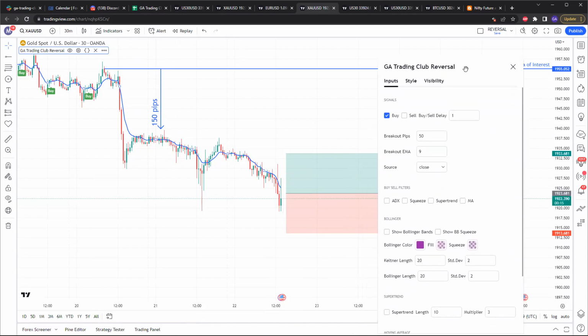So for the reversal scanner, the reversal indicator, on US 30, NAS, Bitcoin or whatever instruments that move like that, this should be 50. FX pairs, this should be 20.